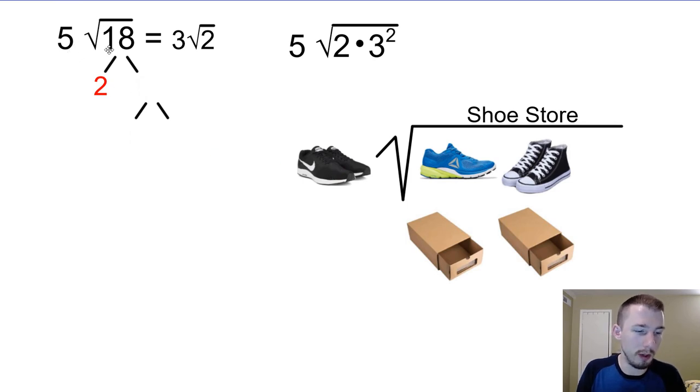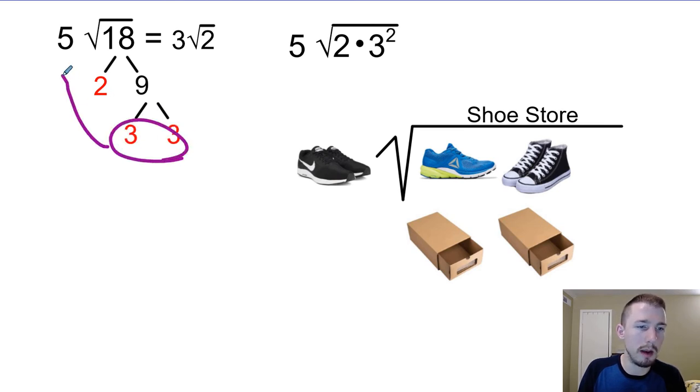All right, so break this down. Break it down. That's going to be 9 and 3 and 3. And then it looks like I got a matching pair of 3s, which can come outside. Oh, look, we already had a 5 on the outside. So those are like the shoes that you already have in your closet.